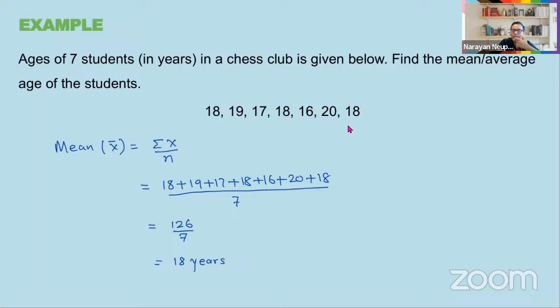We don't have a frequency here. That means it is ungrouped. If you have the frequency given, that will be grouped, like how many times a certain number is repeating. If we see the frequency, that will be grouped.